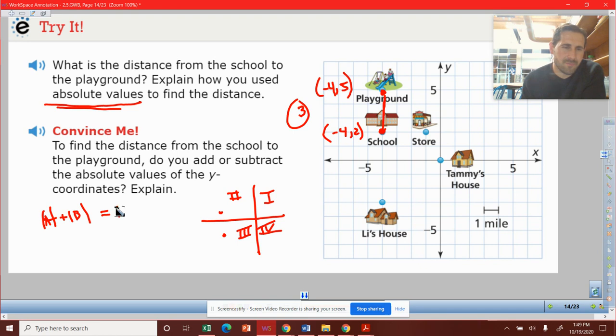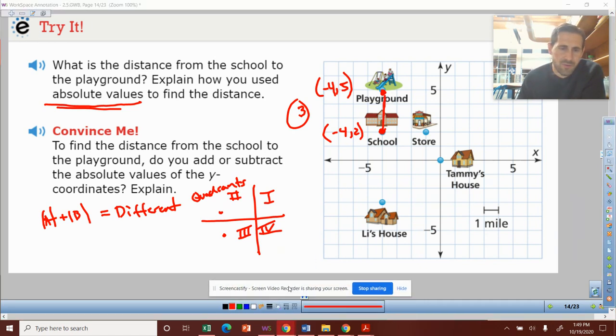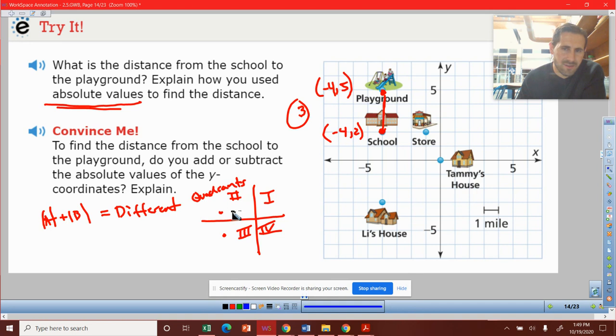Now that's new terminology, but this is quadrant 1, quadrant 2, quadrant 3, and this is quadrant 4. The first problem we did from the school to the house, those were in different quadrants. And when they're in different quadrants, we add them together. If they're not in different quadrants, like this new problem, they're in the same area. The school and the playground are in the same quadrant. So if they're in the same, we take the absolute value of A minus B when they're in the same quadrant.